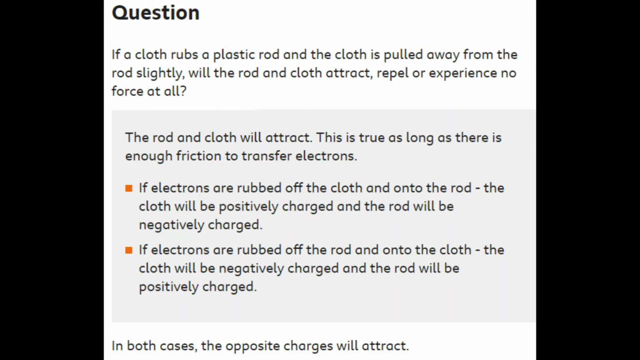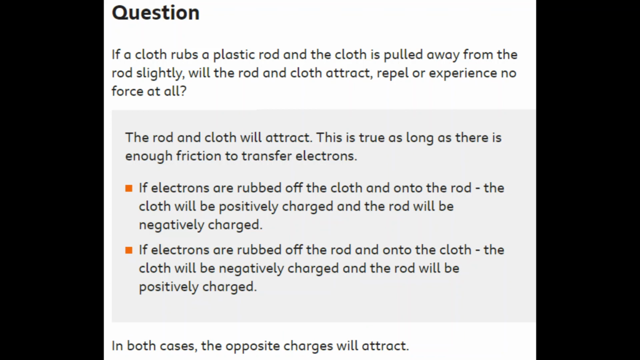If a cloth rubs a plastic rod and the cloth is pulled away from the rod slightly, will the rod and cloth attract, repel, or experience no force at all? The answer is the rod and cloth will attract. This is true as long as there is enough friction to transfer electrons. Now remember, it's only electrons that move. The protons do not move.